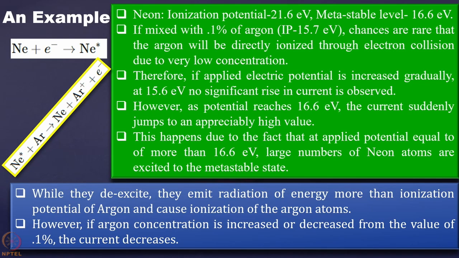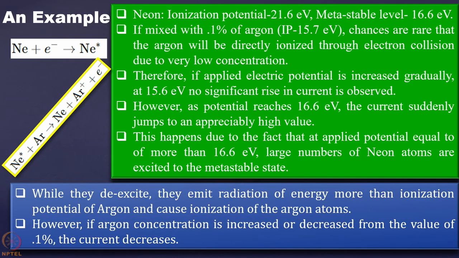It has orbits which are closer to the nucleus. Argon has a longer radius, so it has lower ionization potential. Neon has an ionization potential of 21.6 electron volt, and argon has an ionization potential of 15.7 electron volt. Now, neon has a metastable state around 16.6 electron volt. So this is the picture.